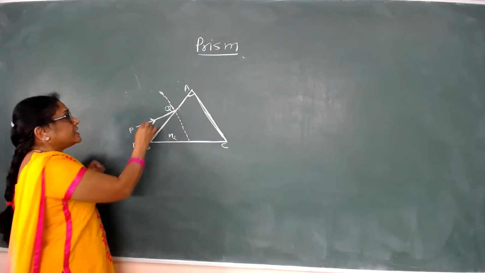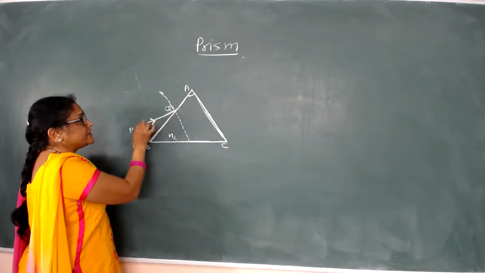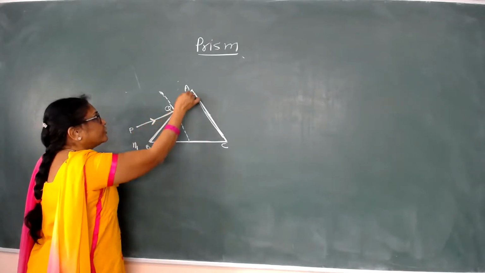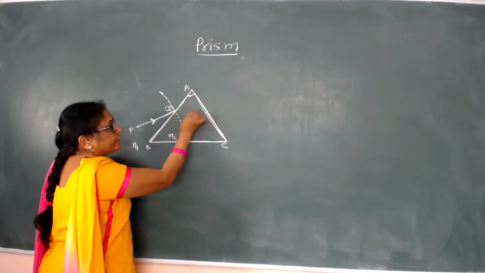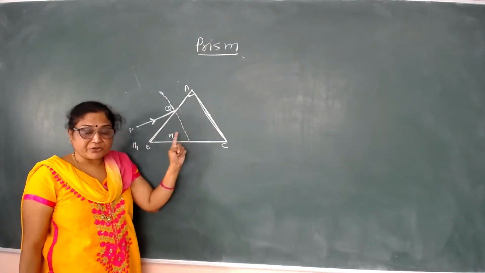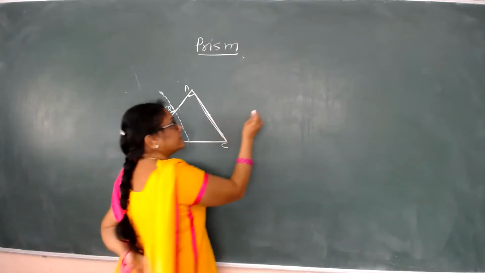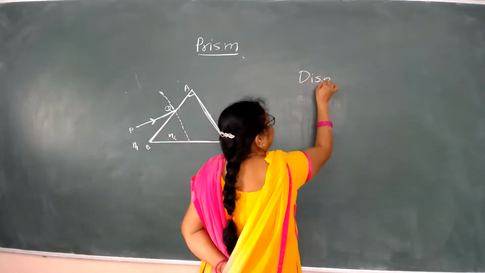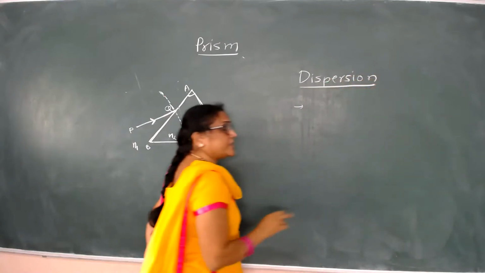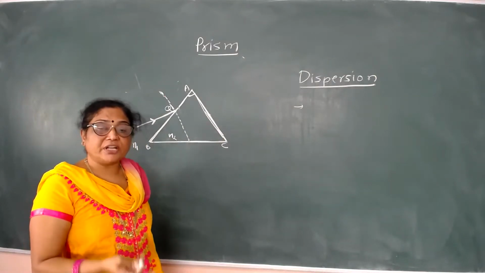We know that this ray PQ is a composite light. Composite light means, for example, white light. When the white light is incident on the first surface, it is refracted, and when it is refracted, it is split up into a number of colors. That process is known as dispersion. Dispersion is when the composite light splits up into a number of colors.